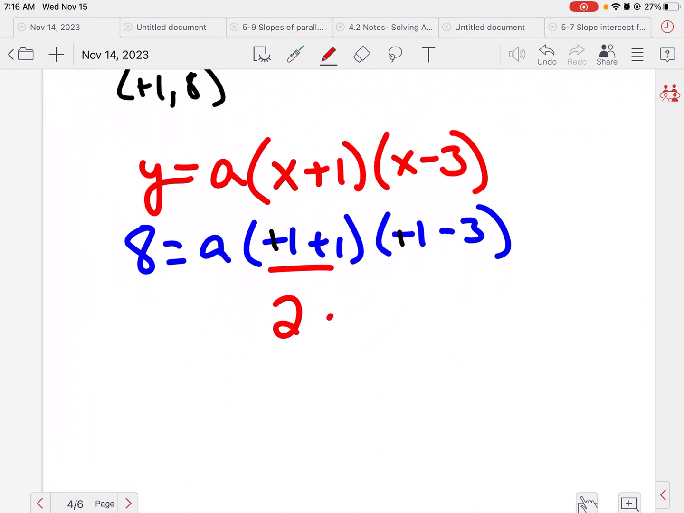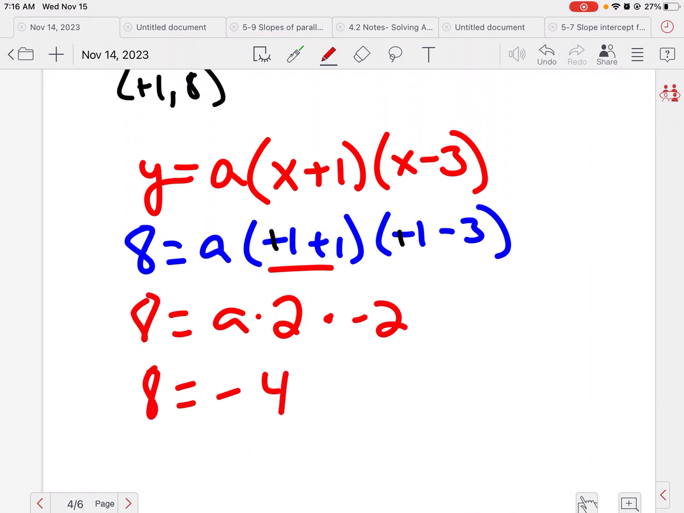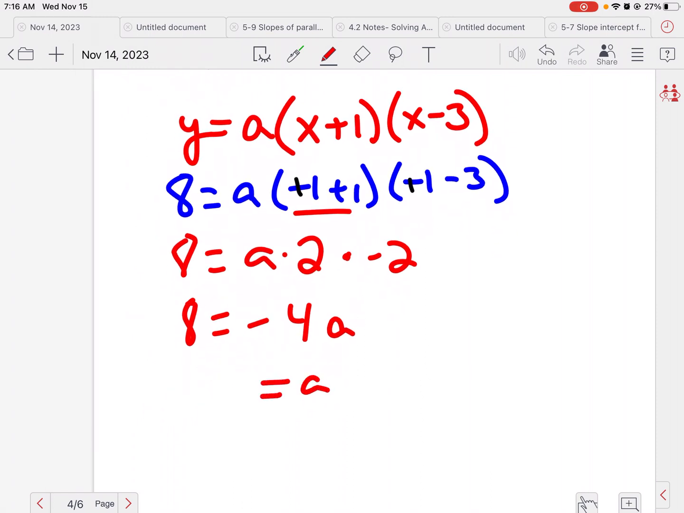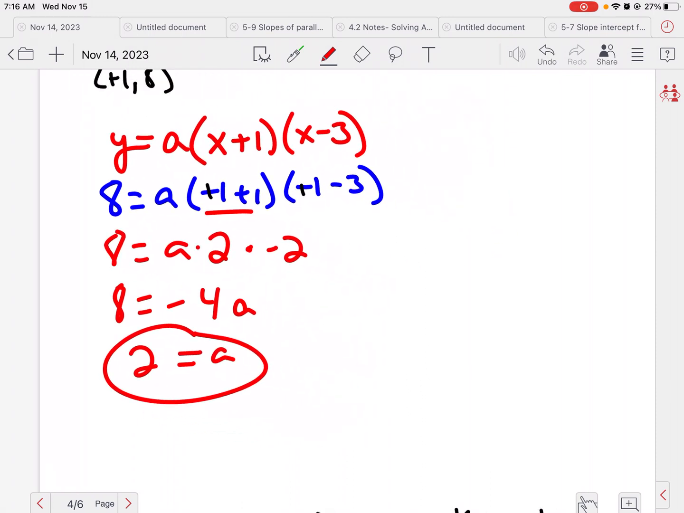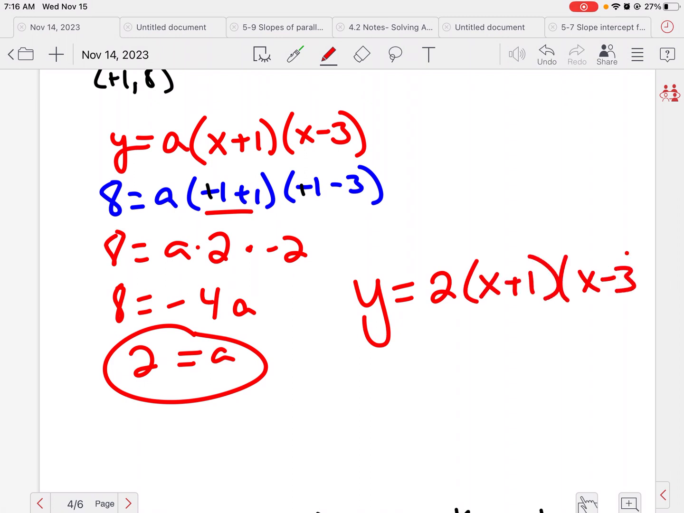So this is going to be 2 times negative 2 times a, which equals 8. So we're going to have 8 equals negative 4 times a. So a equals 2. Now that we know a, we can plug that in. So we'll have y equals 2 times x plus 1 times x minus 3. Okay. All right, good luck.